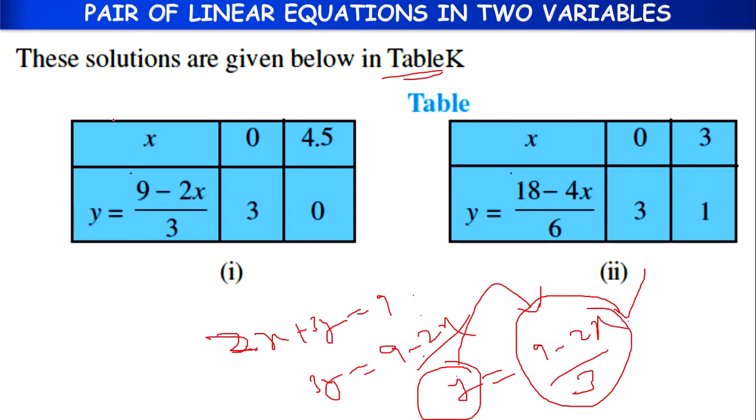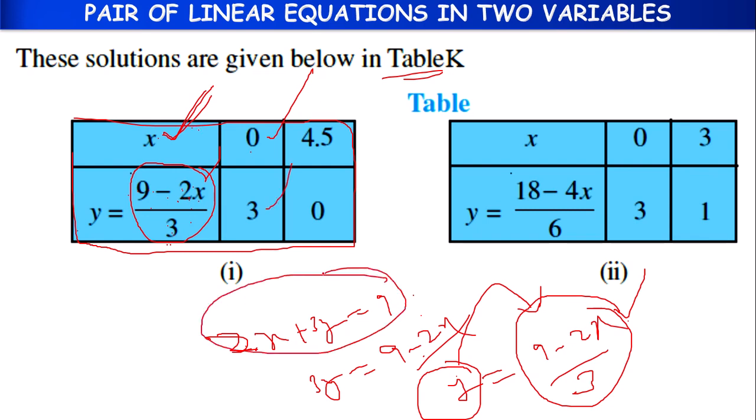So let's draw a table with some columns. Let's take the x value in one box and the y value in another box. But the y value depends on the x value, through this formula, (9 minus 2x) by 3. In the place of x, let's assume some values. If I assume 0, then 9 minus 2 into 0, that is 9 minus 0, by 3, 9 by 3, which is equal to 3.